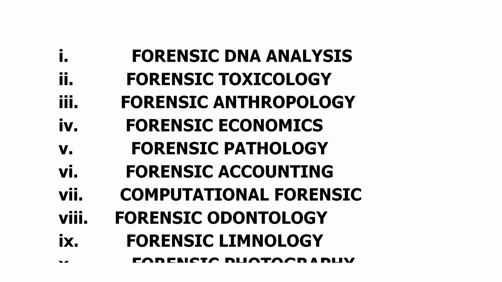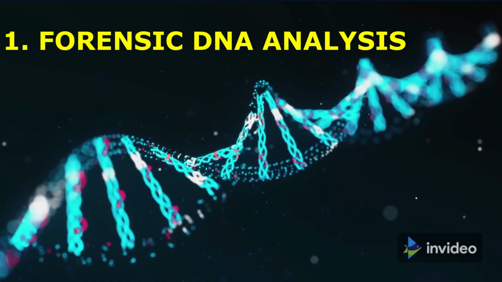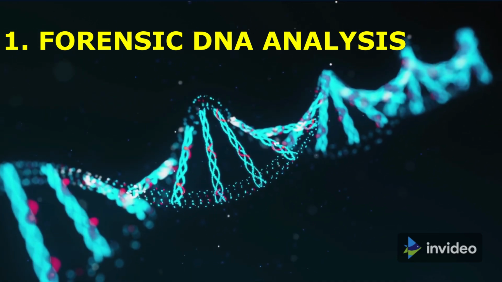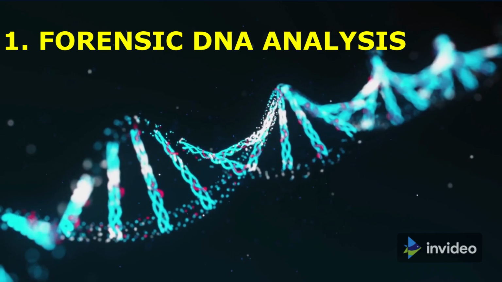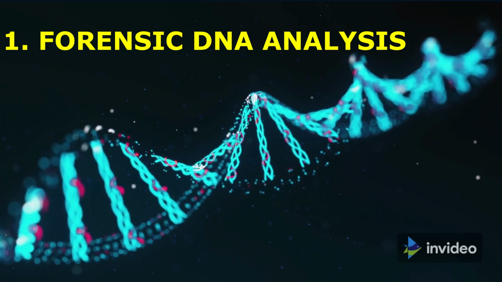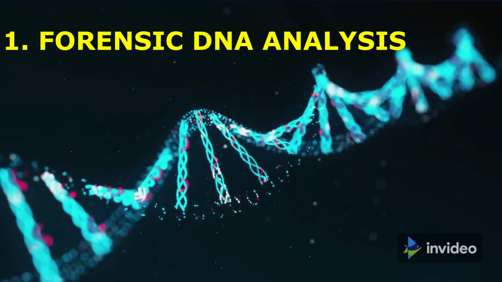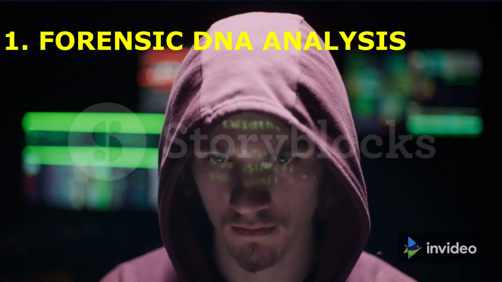So when you're done listing, you come down and explain some of the types that you can easily explain. The first one there is forensic DNA analysis. The simple way to explain it is this: forensic DNA analysis is the use of human body samples such as fingerprints to link or identify crime suspects, to link or identify the perpetrators of a crime.